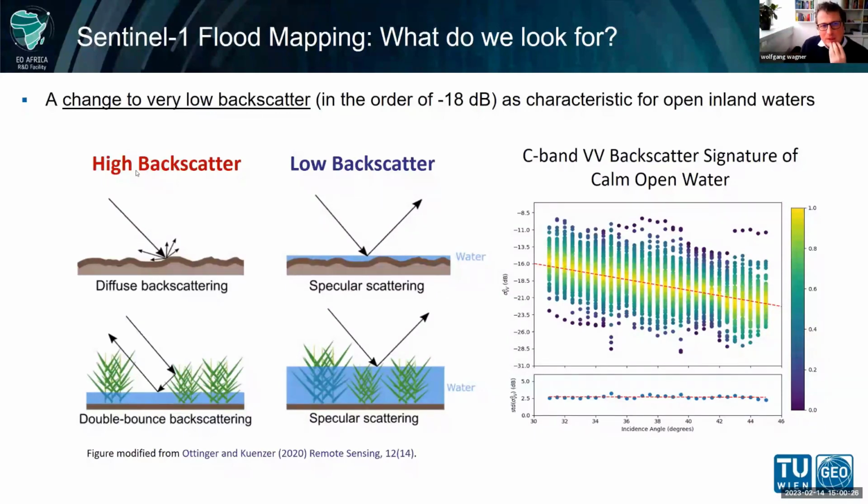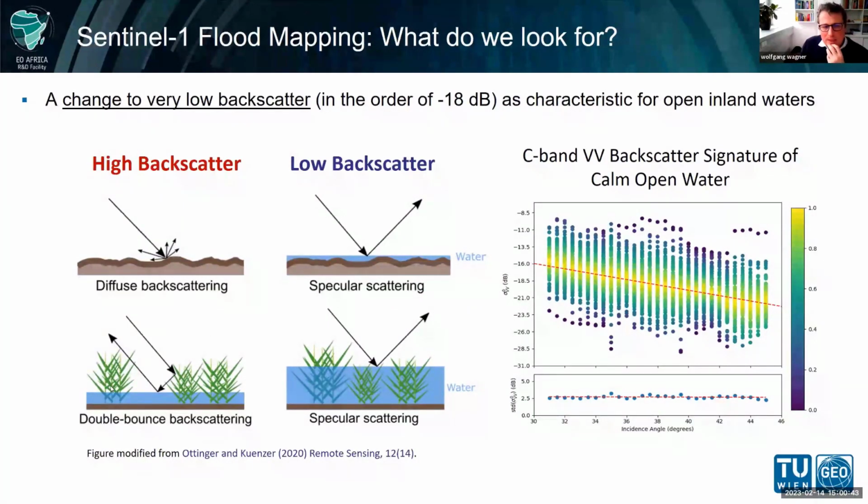So ideally, I'm looking at the situation that I first have high backscatter, then there's water coming, the water is smooth, and then I have a very clear signature, and I can very easily say, here's the open water. Now again, reality is more complex.